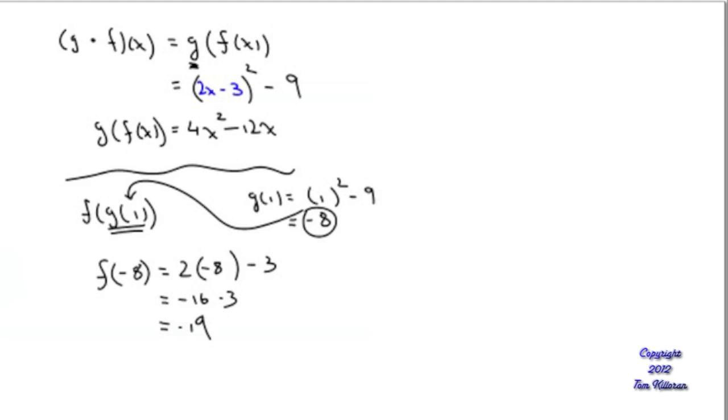So the answer for that last one, after you calculate it, is negative 19. So that's the final answer. And if you want to talk about a coordinate, the coordinate would be 1, negative 19. Because the x value up here was the 1 at the very beginning.